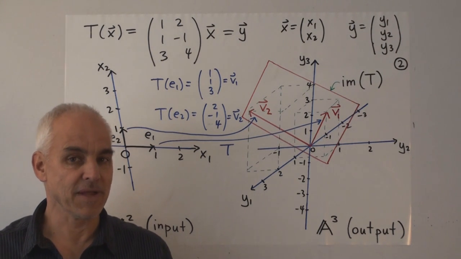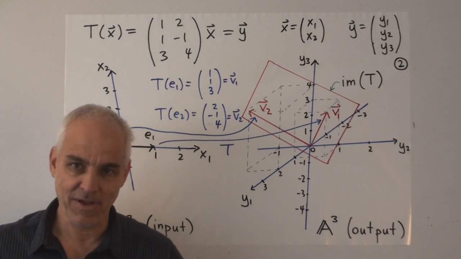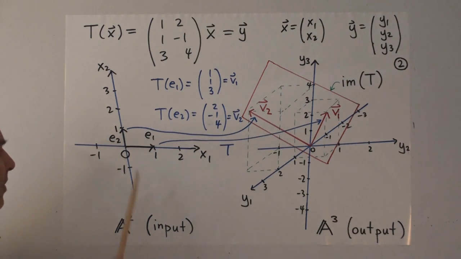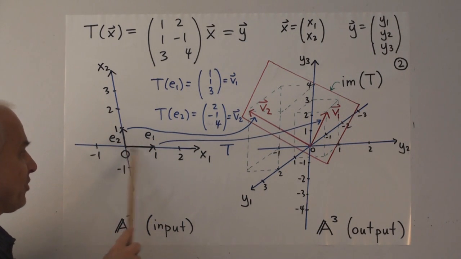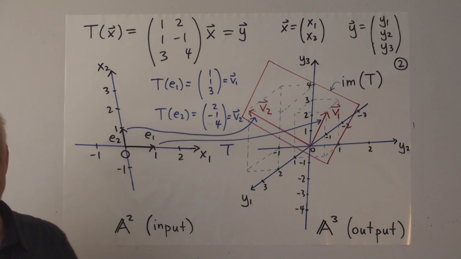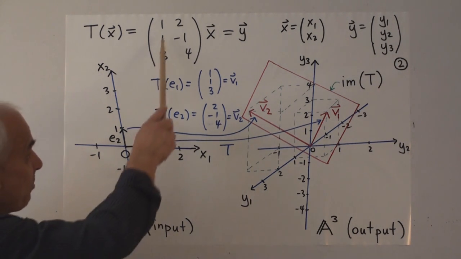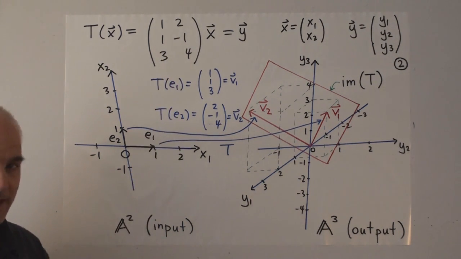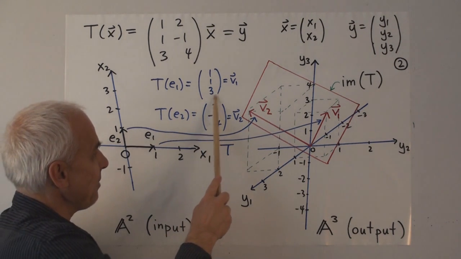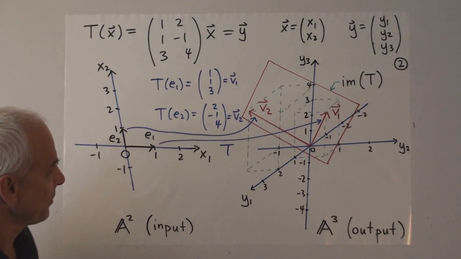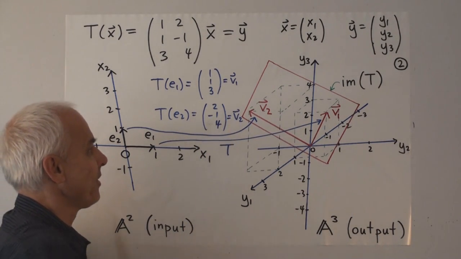That's a familiar aspect of linear transformations, I hope, for you. You remember that when you apply a matrix to the standard basis vectors, you're picking up the columns of that matrix. So let's give this first column a name. Let's call it v1. Let's call this v2.